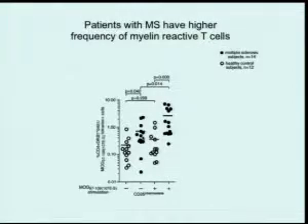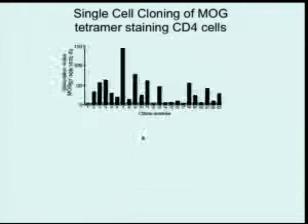We also see a modest increase in the frequency of myelin basic protein reactive T cells. And again, per the conversation this morning, we believe there is epitope spreading, but this can potentially be one marker of the disease.